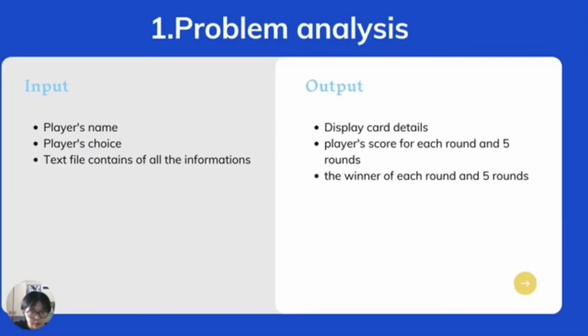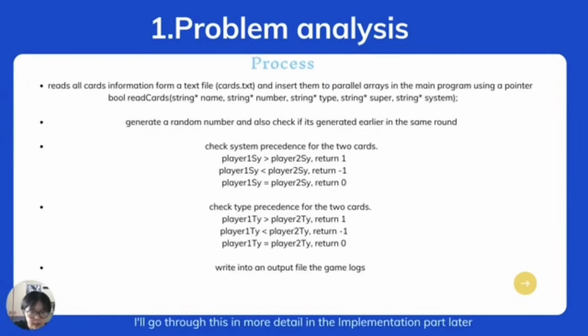For the input of this code, it is the player's name, the player's choice, and a text file that contains all the information. For the output of this code, it contains the displayed card details, the player's score for each round and for the 5 rounds, and the winner of each round and of the 5 rounds. This is the process of our code. I will go through this part in more detail in the implementation part later.